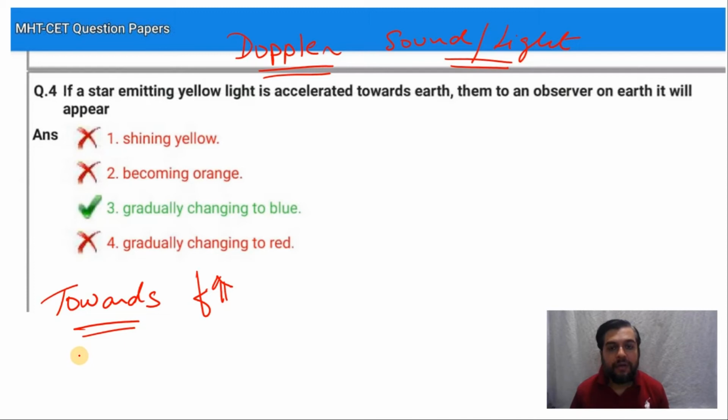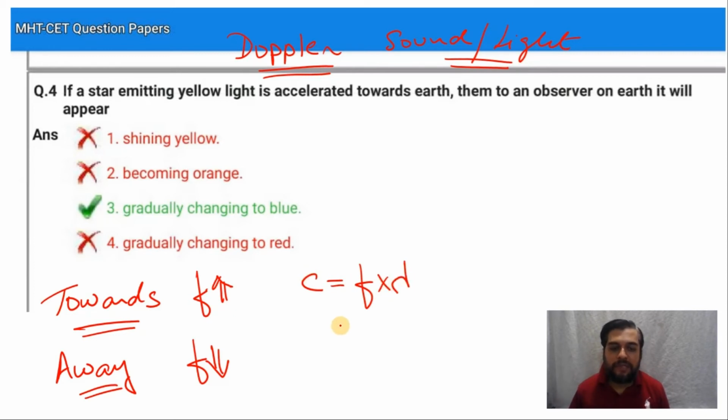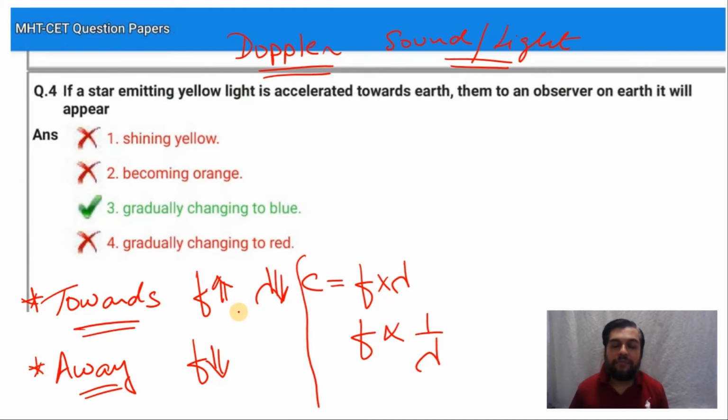And whenever the source or the observer are relatively moving away from each other, then in that case the frequency goes on decreasing. Now also, the speed of that wave remains same, and you know speed is given as frequency into wavelength. So if speed remains same, then frequency and wavelength are inversely proportional to each other. So whenever the source or the observer are relatively moving towards each other, then the frequency increases or the wavelength decreases. Okay? And whenever they are moving away from each other, then in that case the frequency decreases or wavelength increases.